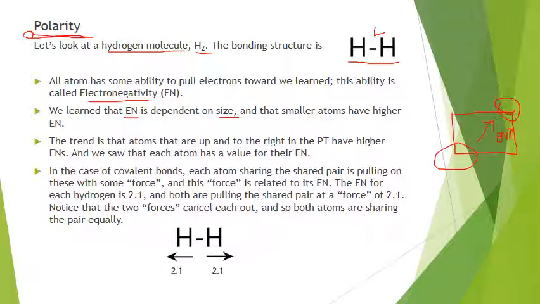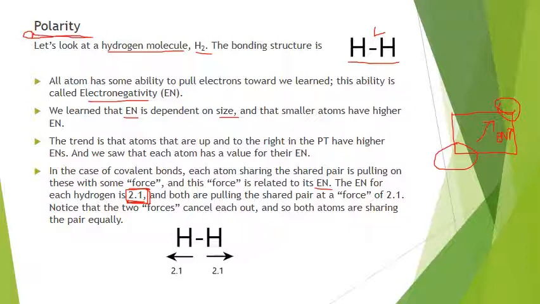All right. So we can say, in the case of covalent bonds, each atom shares a shared pair and is pulling on that shared pair with some force. And that force is related to its electronegativity. Now hydrogen, that force is given the value of 2.1. Now how do we know that number? Well, it's a number that's based on empirical data. It doesn't have a unit. It's sort of qualitative, quantitative values.